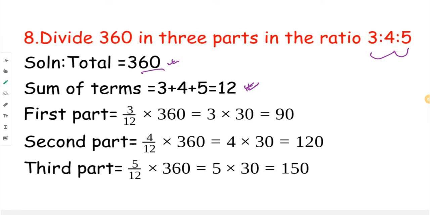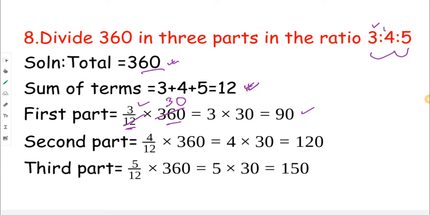So the first part is how much? 3, right? So 3 out of the total how many parts? 12, right? Of what? The total is 360, right? 12 ones are 12, 12 threes are 36, and 0 is there. 3 into 30 will get 90.